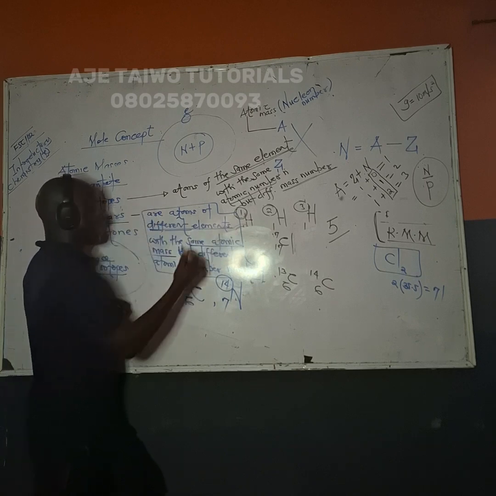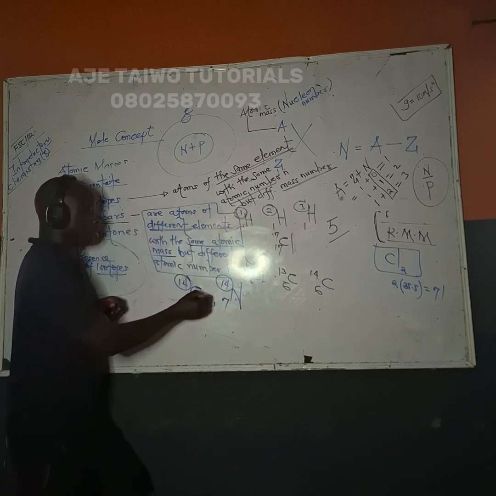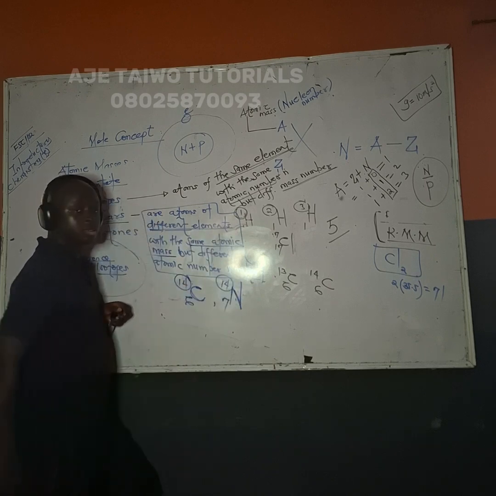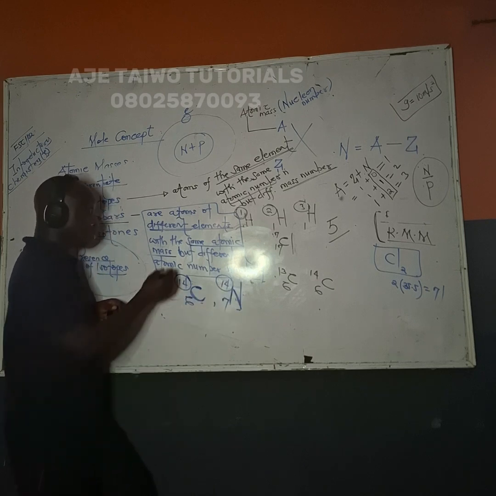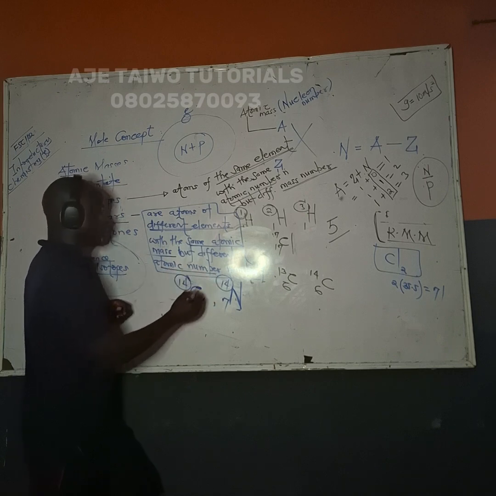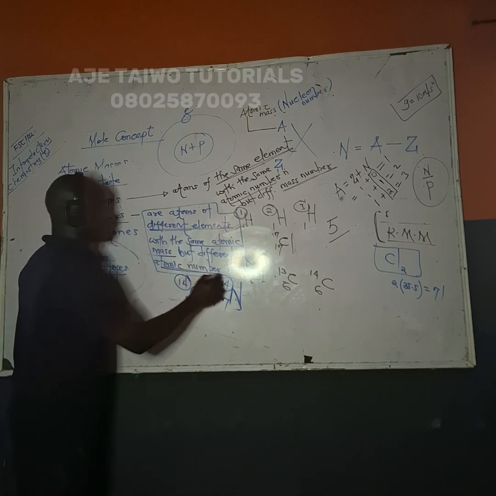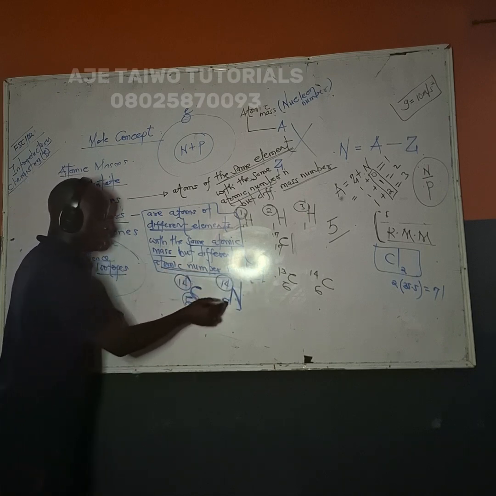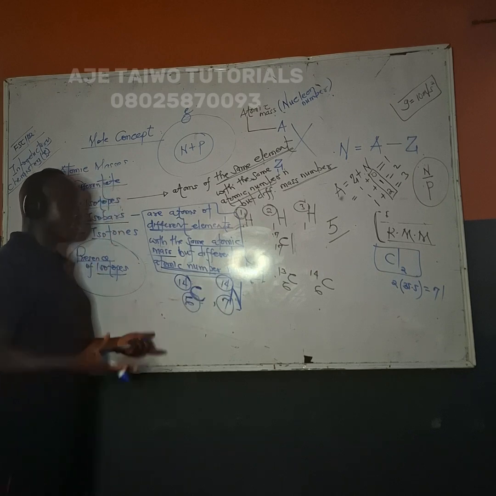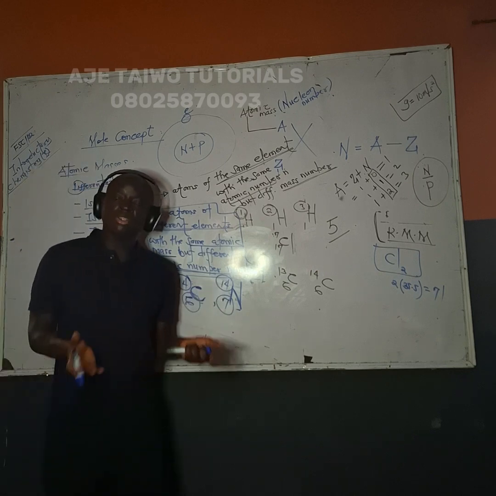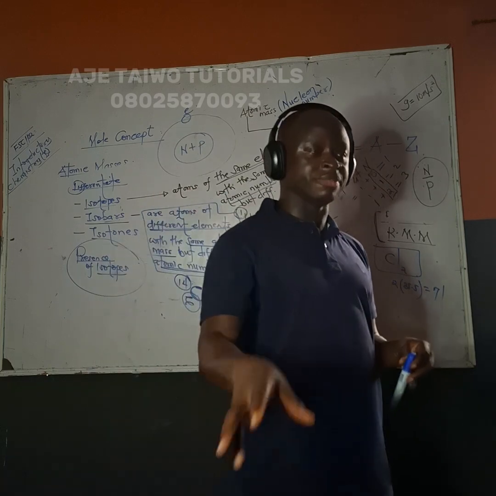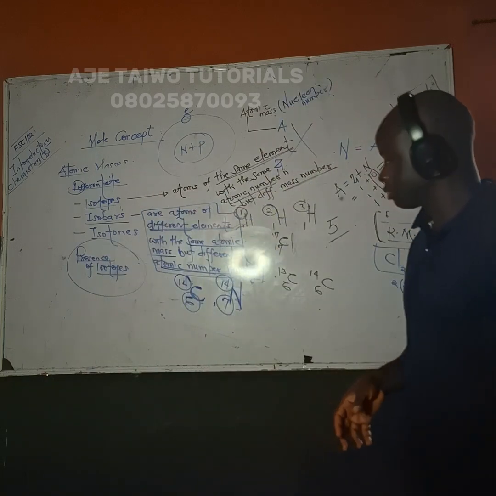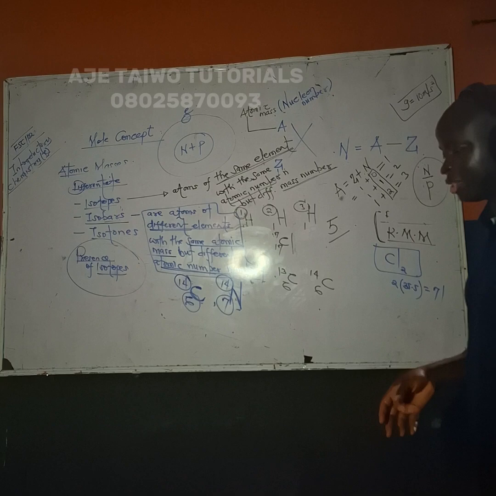They are different elements. This is carbon, this is nitrogen. Carbon and nitrogen are different elements, but with different atomic numbers. The atomic number must be different, and that's a must. Who said that the atomic number of every element must be different? Which scientist says so?